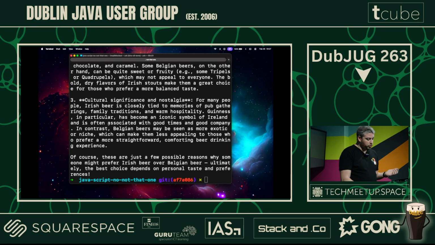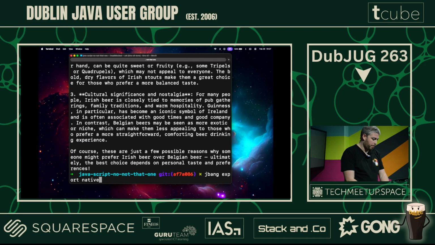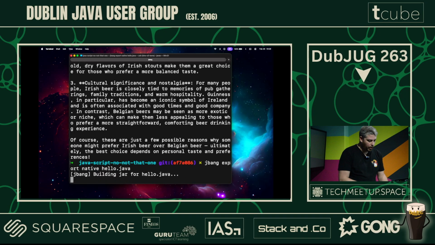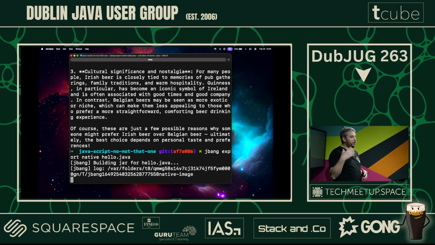What I need to do after that is just use JBang, and there is an export native, and I can provide my Java file. It will take a minute, because when you build a native image, you need to go through all your classes and all your dependencies, and look at how to convert them to binary. Some people say we should have some lift music when you run it, so it's a bit more enjoyable.